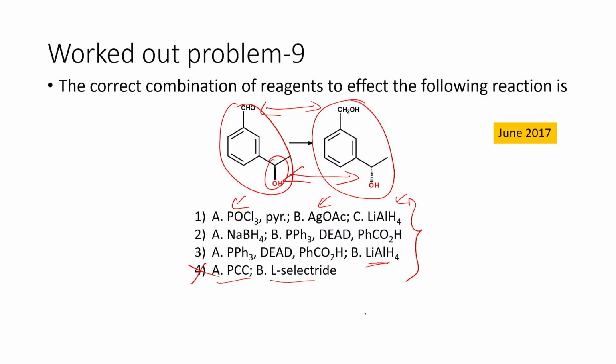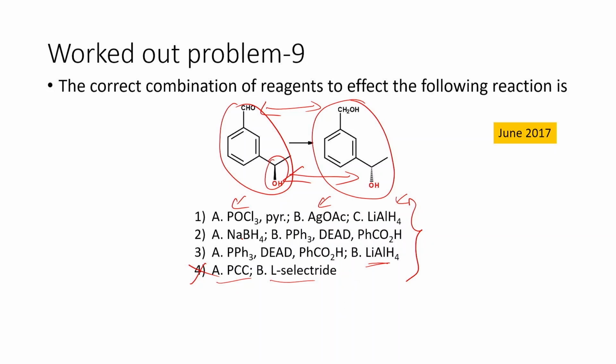And if we look at the second and third, we use triphenyl phosphine, DEAD and benzoic acid combination, which is nothing but a Mitsunobu reaction. So here inversion of configuration is possible. So either 2 or 3 may be possible.